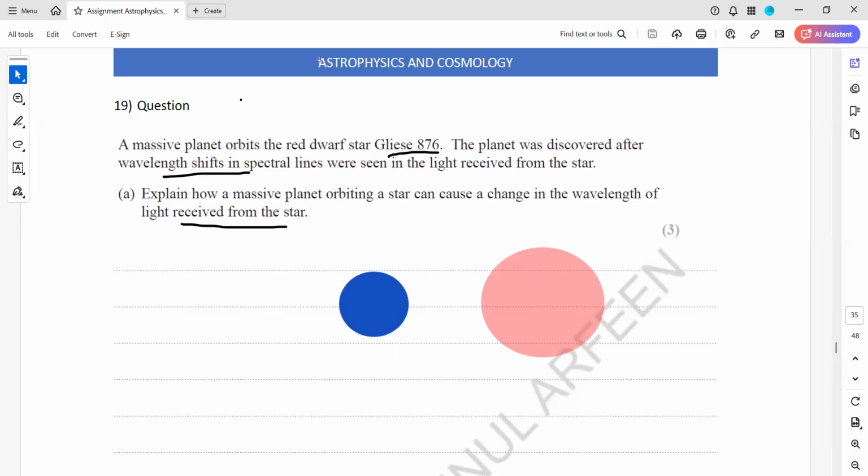The planet was discovered after a wavelength shift in the spectral lines was seen. So we observe that, because the star is what is emitting the radiation, the wavelength which we expect to receive from the star and the wavelength which we receive are not the same. That's a Doppler shift. For example, let's say the wavelength is 400 nanometers, but what we receive might be a different wavelength, longer or shorter.